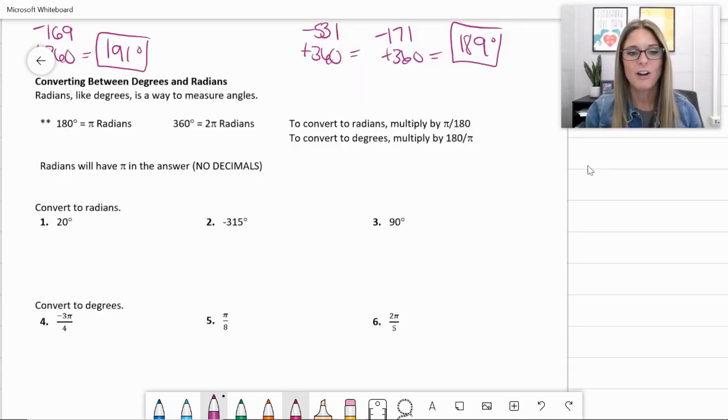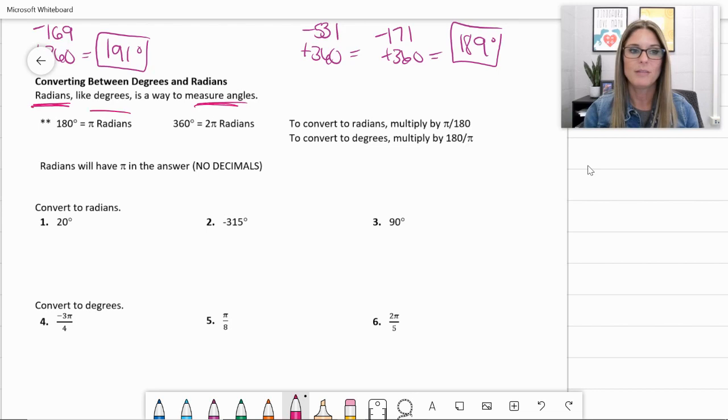The last section of our notes, we are going to convert between degrees and radians. Radians should sound familiar from last year in geometry. Radians is another way that we can measure angles. So I know we get very used to hearing about degrees, but there is also radians that you can use to measure the size of your angles. Just like if I wanted to measure length, I can choose to measure length in inches, feet, meters, yards. There's lots of different ways to measure length. We can also measure our angles with degrees or radians.